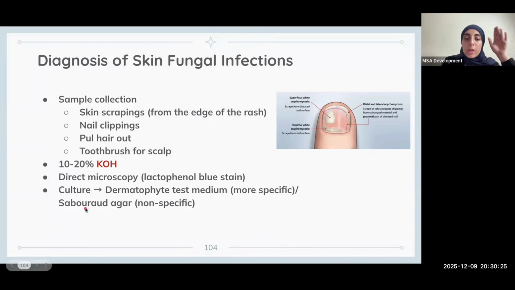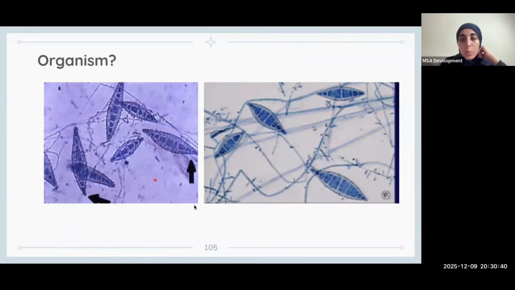You have some non-specific culture, which is Sabouraud agar, which will be used in all fungal infections, and then the dermatophyte test medium is more specific to dermatophytes. But just remember potassium hydroxide. Now, which fungus is this? It's one of the ones that we talked about.